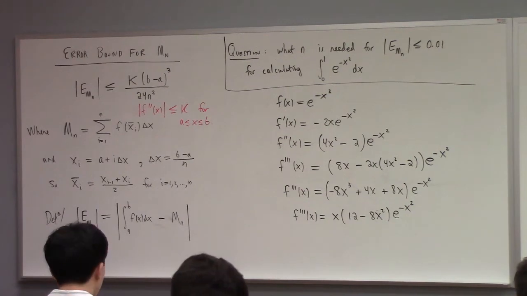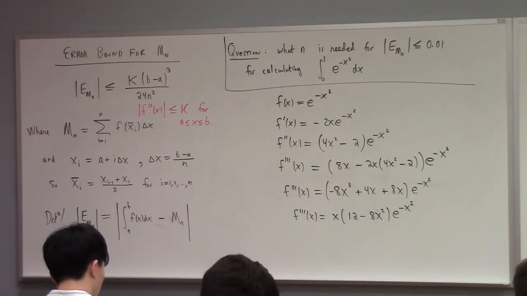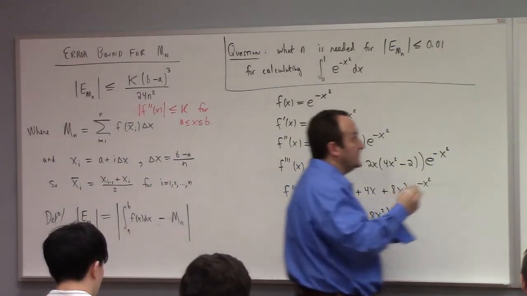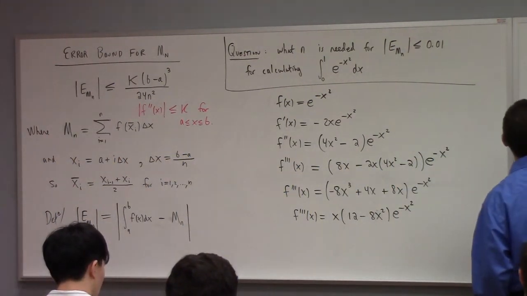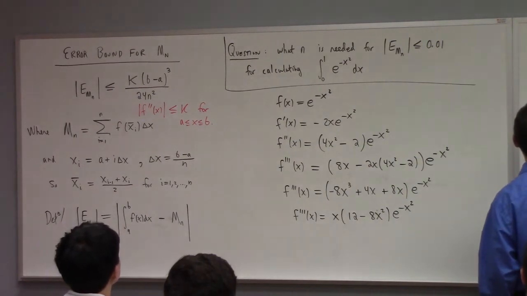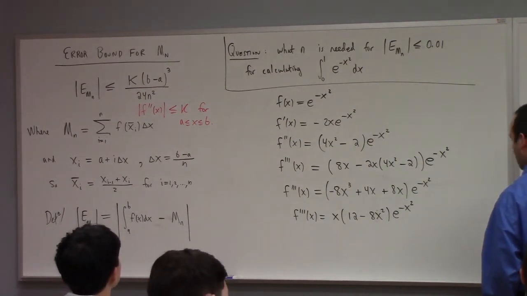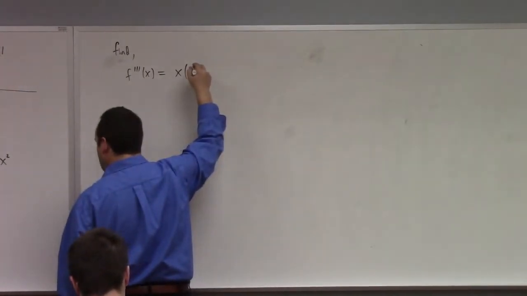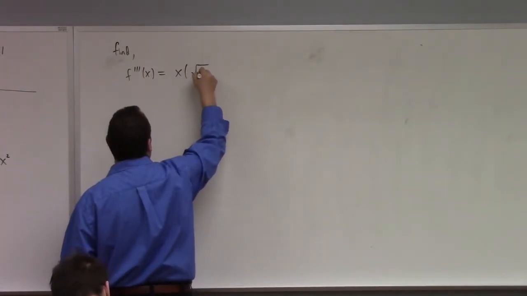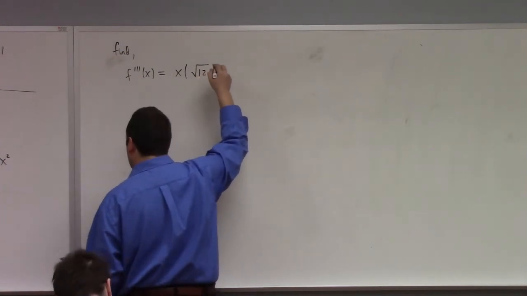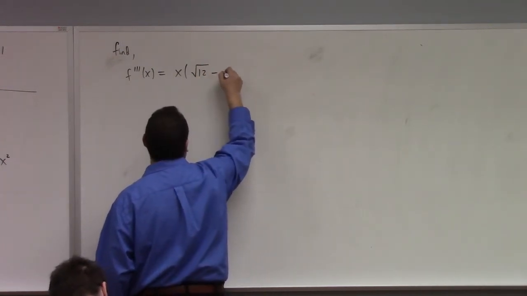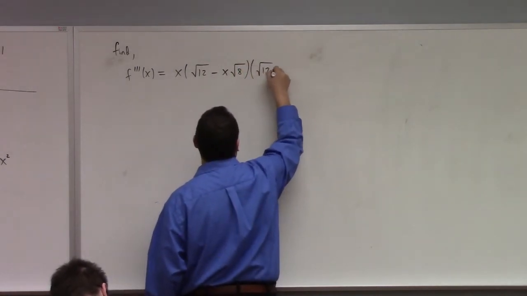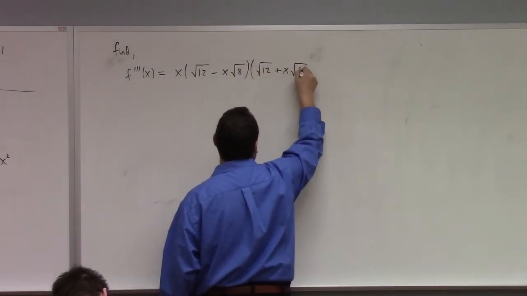Right? Hey, that we could factor further, right? So we find f prime prime prime of x is x times, let's see here, the square root of 12 minus x times the square root of 8 times the square root of 12 plus x times the square root of 8.